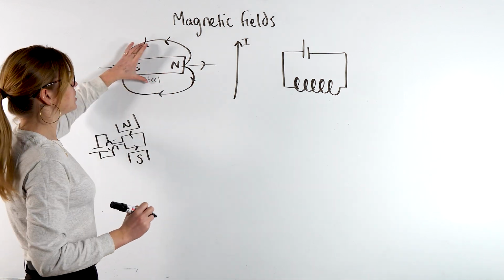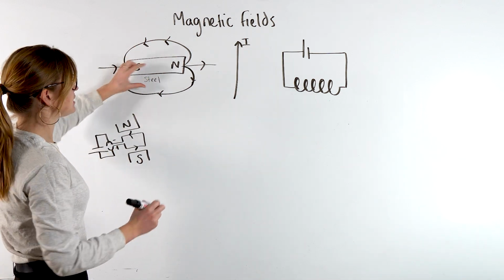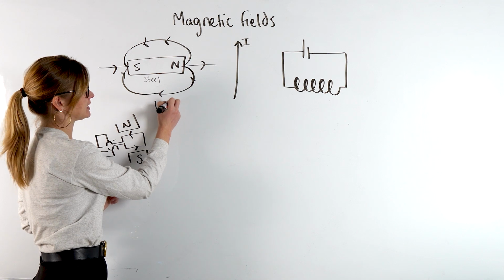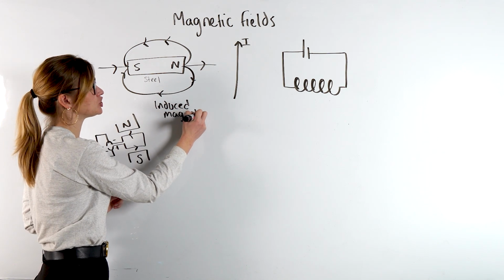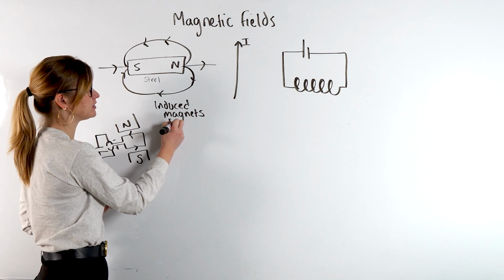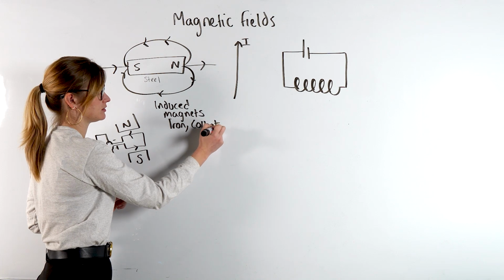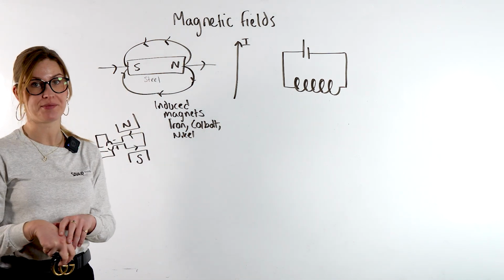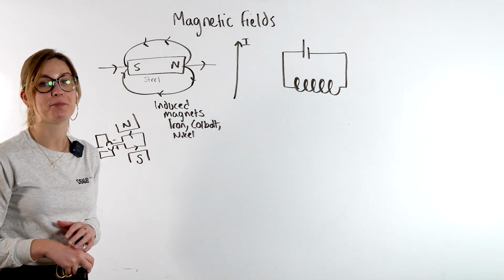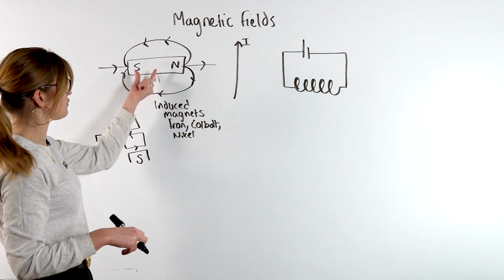Okay? We learnt also in younger schools that there's only four magnetic materials. There's steel, and then you have your induced magnets. And our induced magnets are always going to be iron, cobalt, nickel, and steel, okay? So those are the only ones that could become magnetic. What induced means is they become magnetic in the presence of a magnetic field.